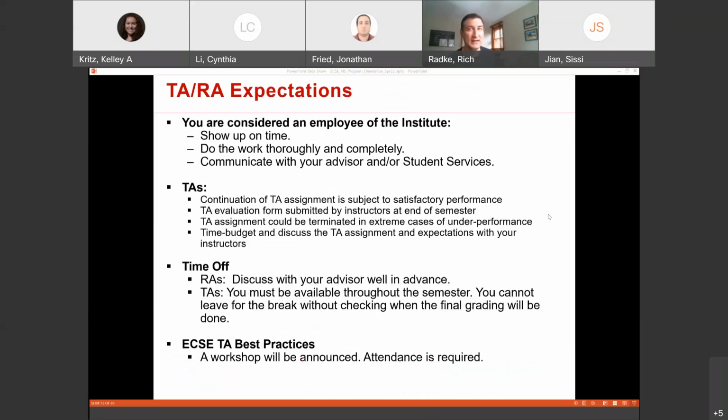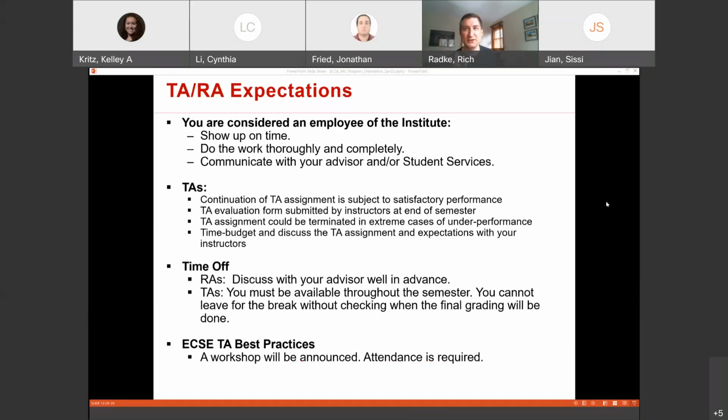If you're a TA, you probably already heard this from Dr. Abuzaid, but being a TA is a job, right? And it's a job that you're getting paid for. Maybe not a lot, but you're getting paid to do it, and so you should treat it like a job that you're taking seriously, right?